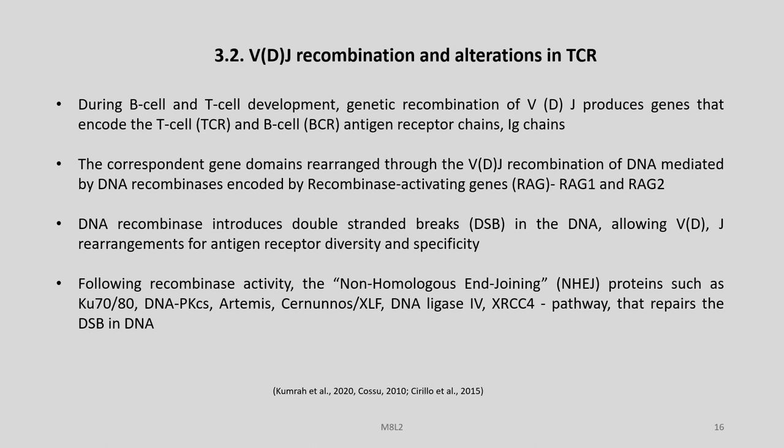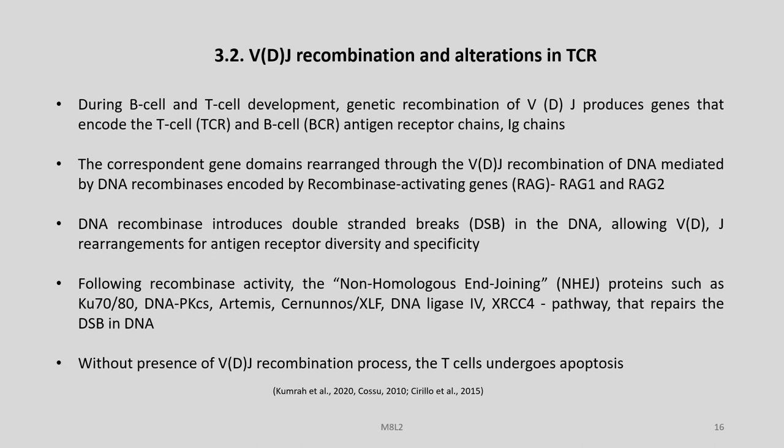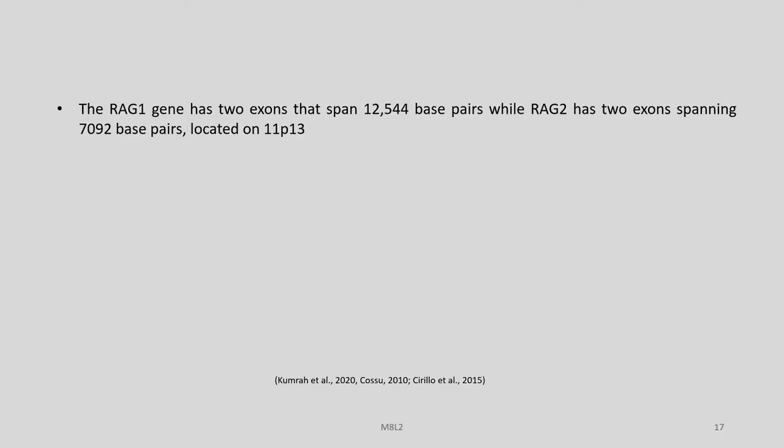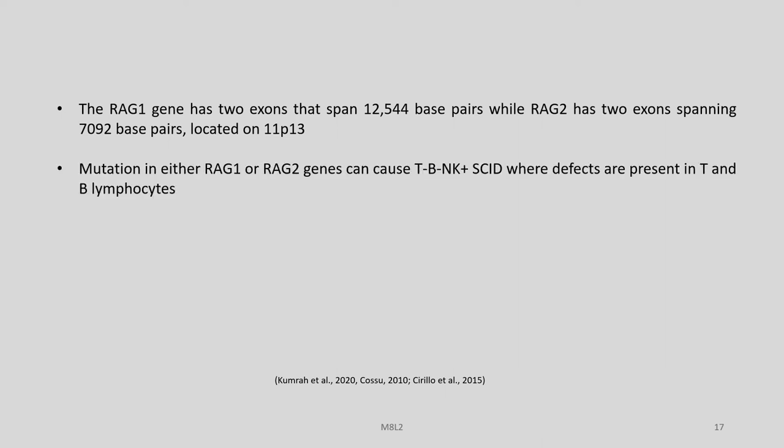Following the recombinase activity, the non-homologous end-joining proteins such as Ku70, Ku80, DNA-PKcs, Artemis, Cernunnos, XLF, DNA ligase 4, and XRCC4 pathways repair the DSB in DNA. Without the VDJ recombination process, the T cells undergo apoptosis. The RAG1 gene has two exons that span 12,544 base pairs, while RAG2 has two exons spanning 7,092 base pairs, located on 11p13.